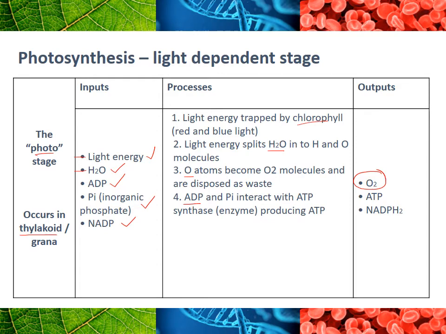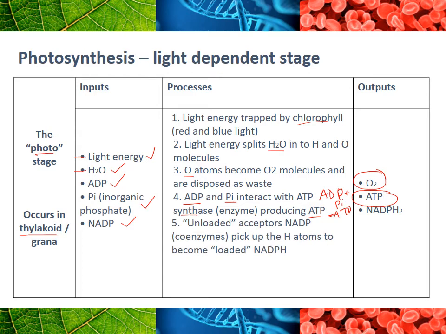The ADP, the unloaded coenzyme, and the phosphate interact with an enzyme called ATP synthase, whose job is just to synthesize ATP. So basically we add the ADP to inorganic phosphate, so adenosine diphosphate plus a phosphate equals ATP, so that ATP is produced. And we'll consider that an output because it will move through to the next stage of photosynthesis.